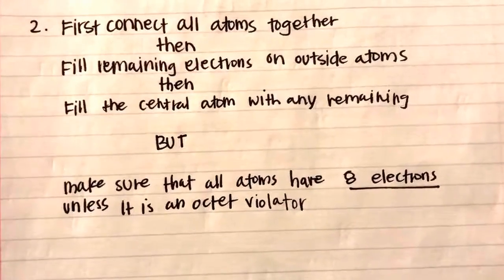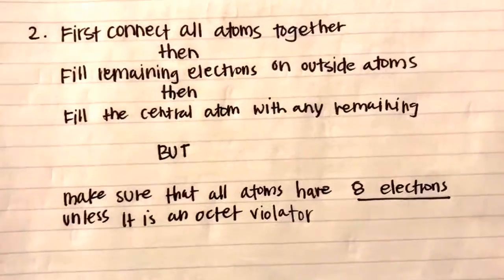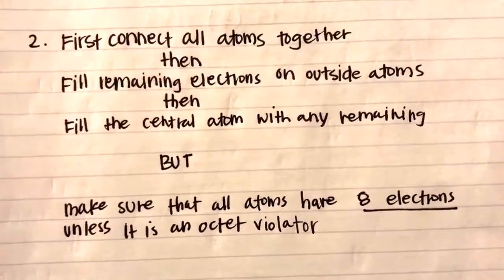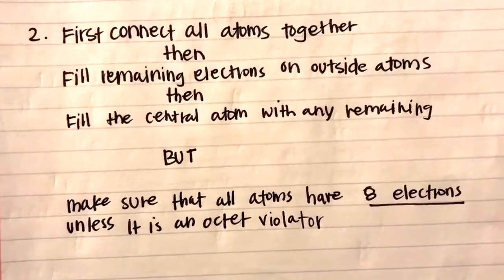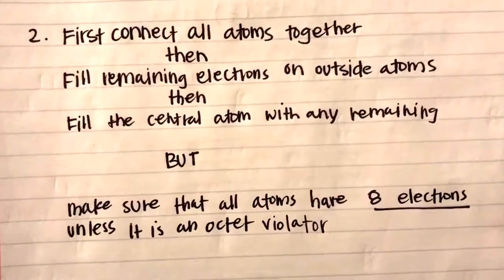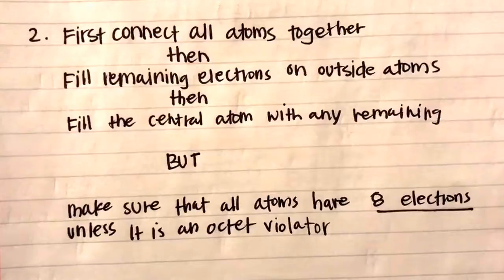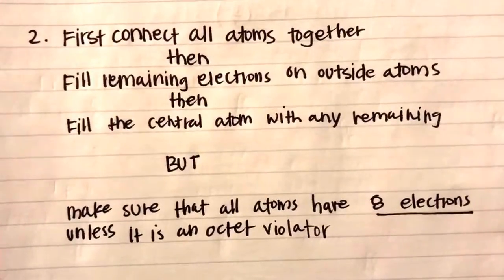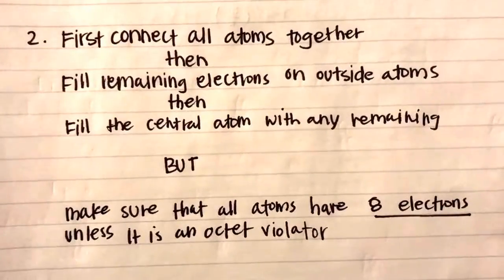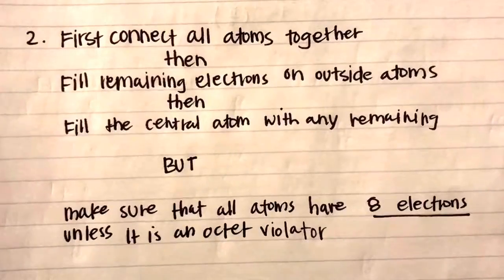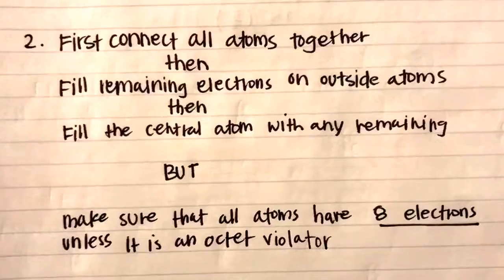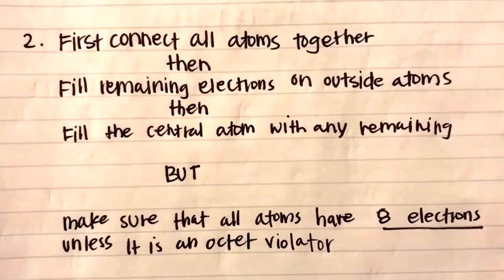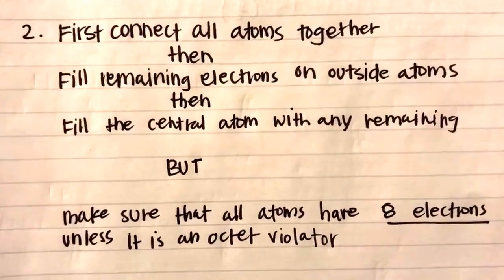Another common mistake made with Lewis structures is the order in which to fill the electrons. First, you will connect all the atoms together with 2 electrons. Then, the remaining electrons will be placed on the outside atoms. If any remain, fill them on the central atom. But you must make sure that atoms have 8 electrons and follow the octet rule unless it is a known octet violator.